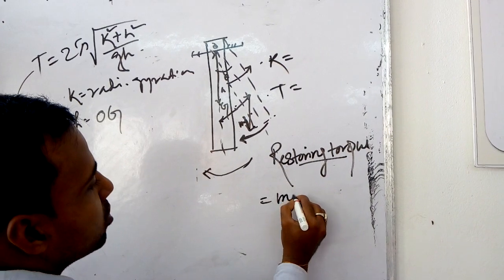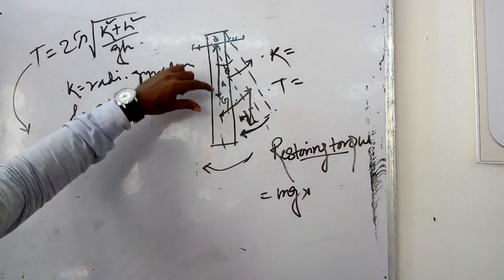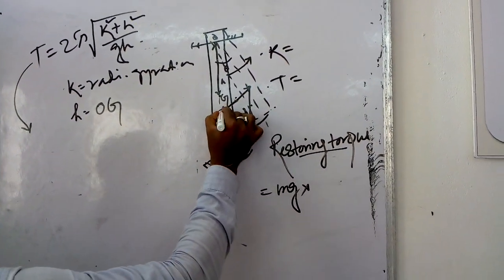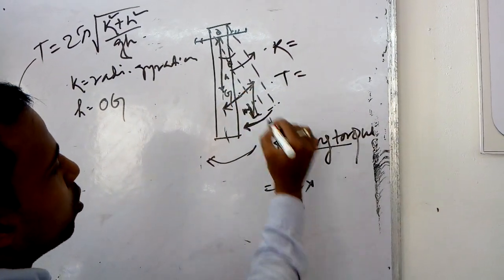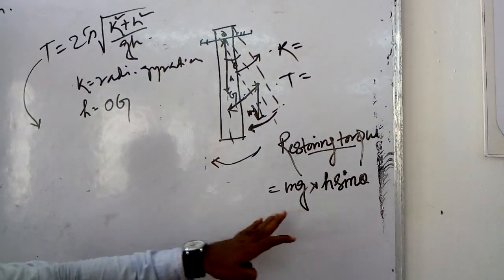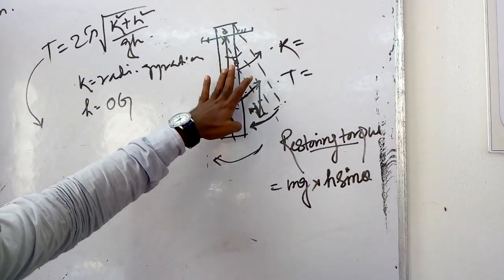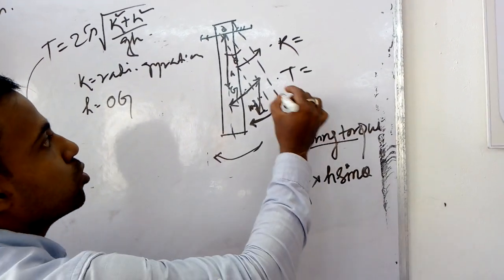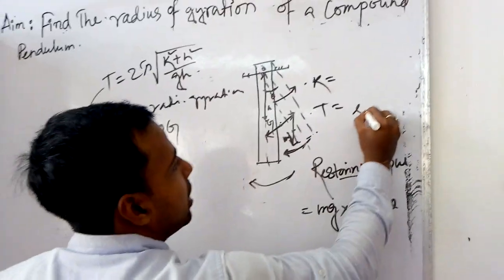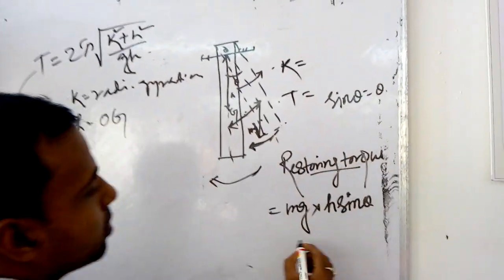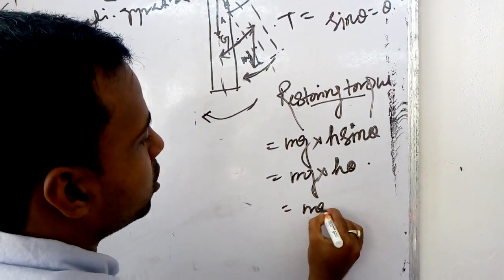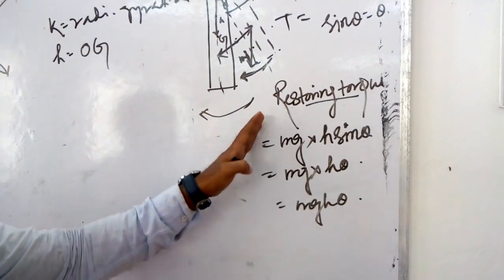So the restoring torque will be the force, that is the gravity force, into the perpendicular distance from the axis. This is the axis and this is your perpendicular distance, which will be h sine theta. Here we are considering that theta is very small. When theta is very small, the motion will be linear, and sine theta will be theta. So it will be mg into h theta, mg h theta. This is your restoring torque.